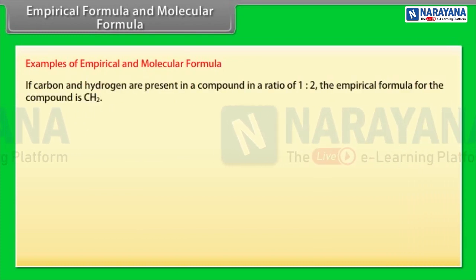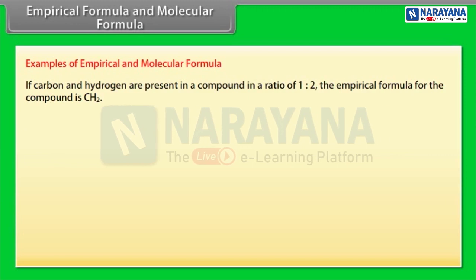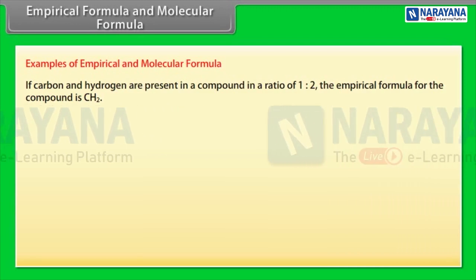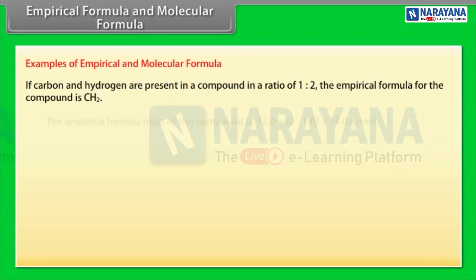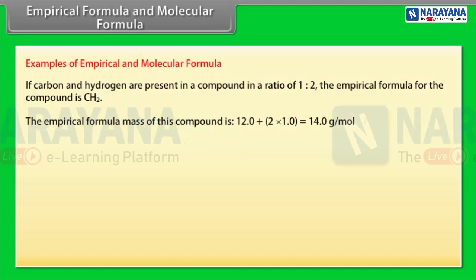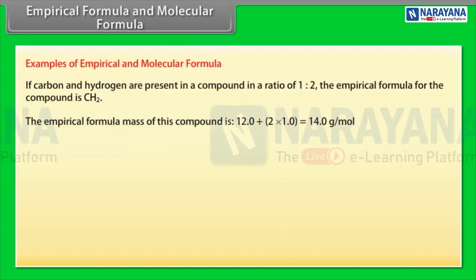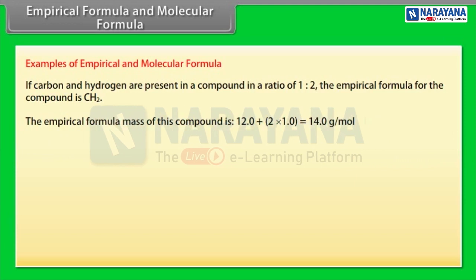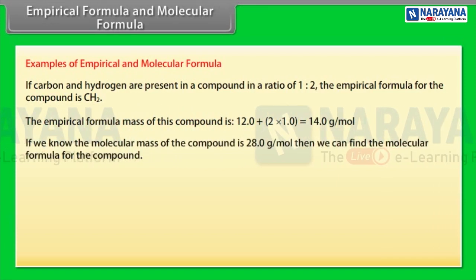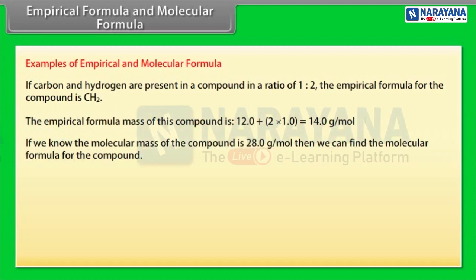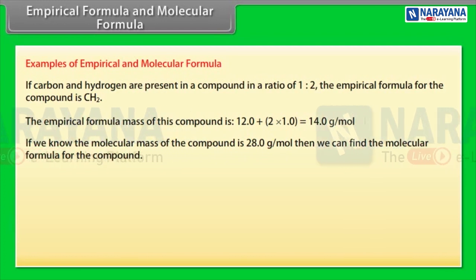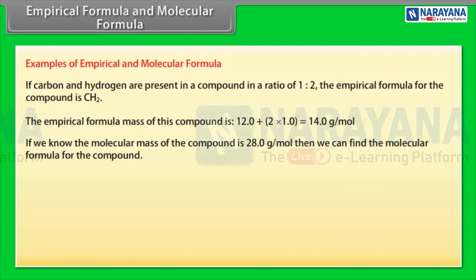If carbon and hydrogen are present in a compound in a ratio of 1:2, the empirical formula for the compound is CH2. The empirical formula mass of this compound is 12.0 plus 2 into 1.0, which is equal to 14.0 g per mole. If we know the molecular mass of the compound is 28.0 g per mole, then we can find the molecular formula for the compound.